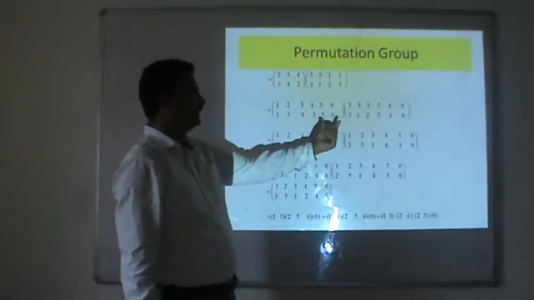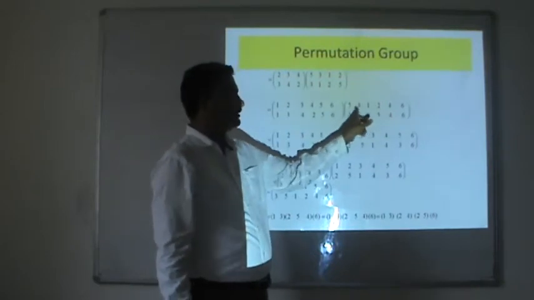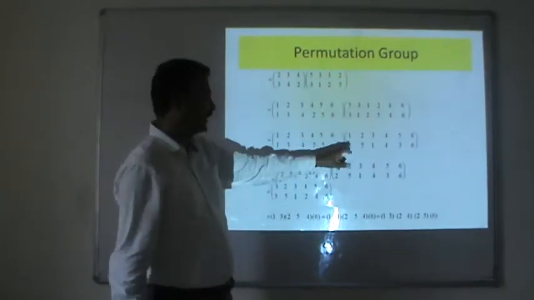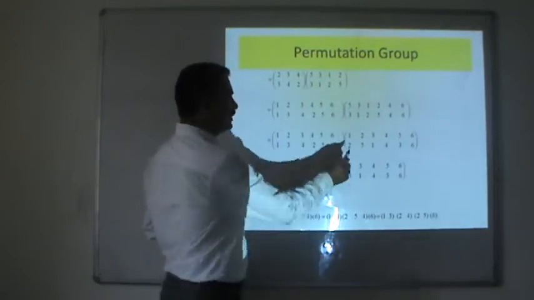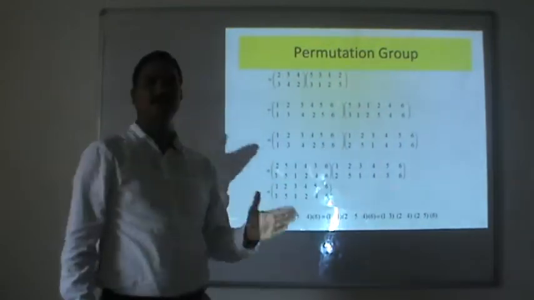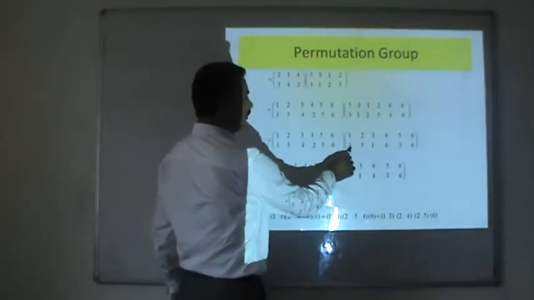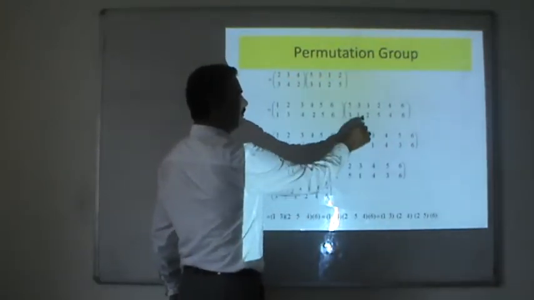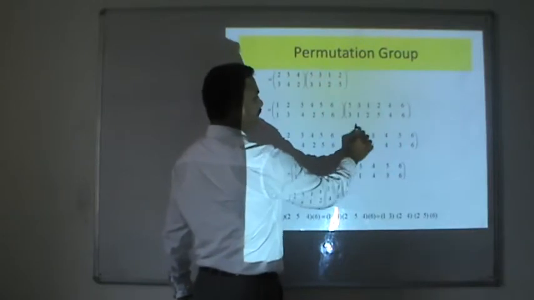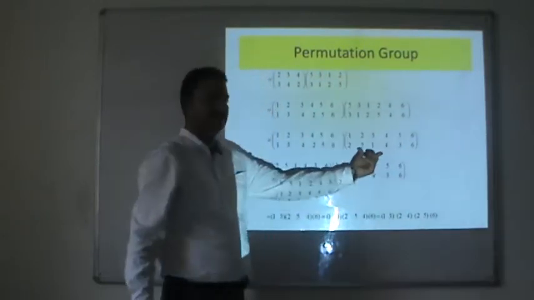In order to multiply them, we just rearrange the domain elements in a systematic sequence like 1, 2, 3, 4, 5, because we know that if we interchange two columns in the permutation, it remains unchanged. So 1 maps to 2, 2 maps to 5, 3 maps to 1, 4 maps to 4, 5 maps to 3 and 6 maps to 6.